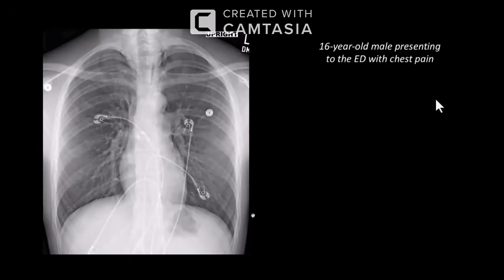Looking at the cardiac contour, it appears normal. I could see some thin line along the left mediastinum, which appears to be elevated and lined by lucency. So this is again in favor of pneumomediastinum.